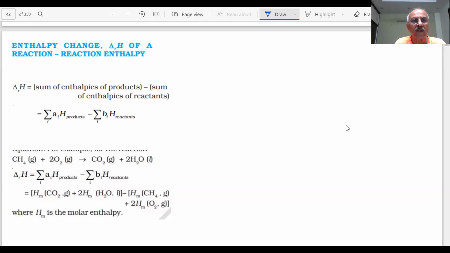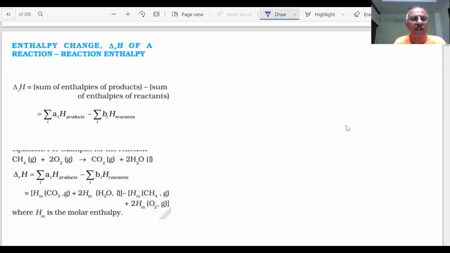What I am talking about is the enthalpy change of a reaction. What do you mean by this, students? Whenever a chemical reaction takes place, what happens? There is some change in the enthalpy. As we told you last time, enthalpy is a state function, and when we perform reactions in the chemistry lab or anywhere in the open, the pressure is always constant. So whatever heat change is taking place is equal to the enthalpy change of the reaction.